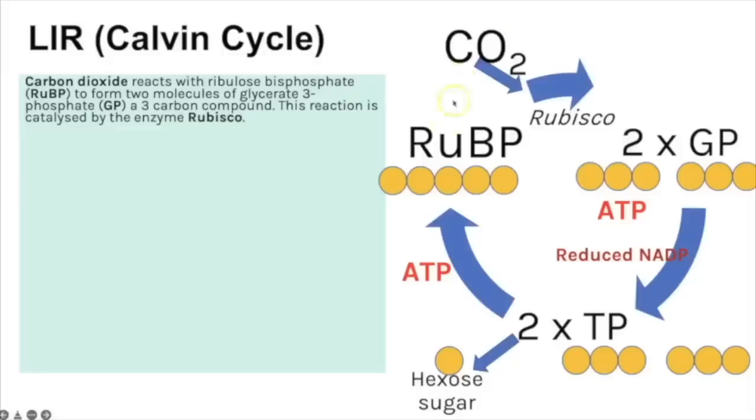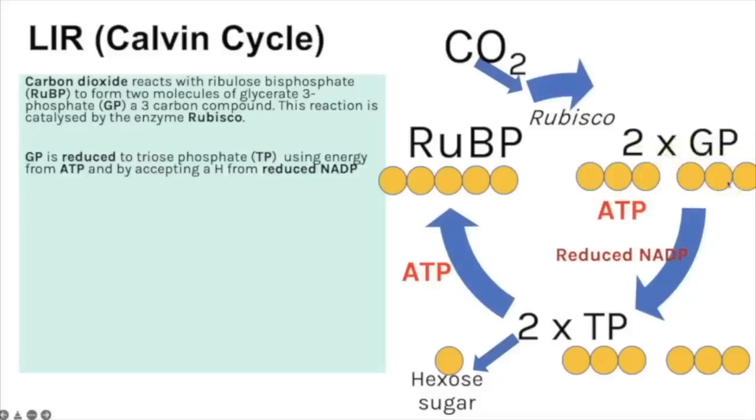The first part of the cycle we'll look at is how the carbon dioxide enters the cycle. So carbon dioxide reacts with RuBP, and that is a 5-carbon compound. So all of these yellow circles are representing carbon molecules. So we can see we've got a 5-carbon compound reacting with carbon dioxide, which only has 1 carbon. That would result in a 6-carbon compound, but actually it's unstable, so it splits into 2 3-carbon compounds, and that's our GP. So we have 2 lots of GP.